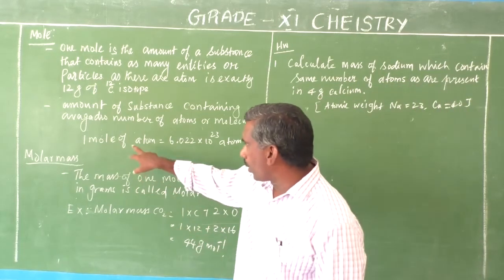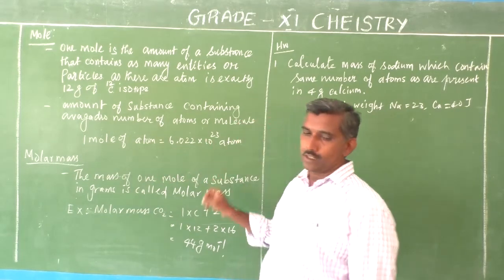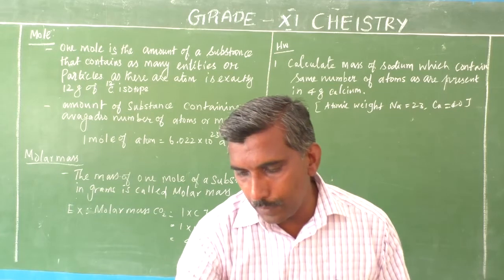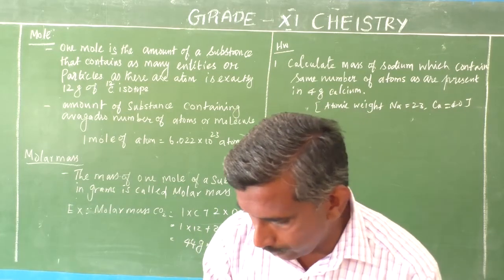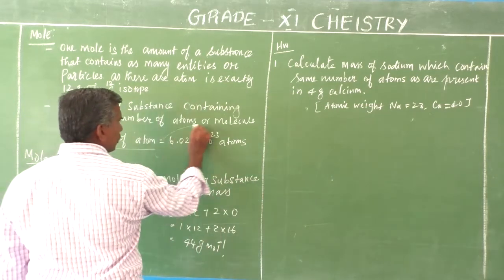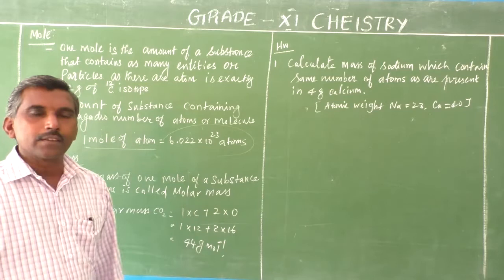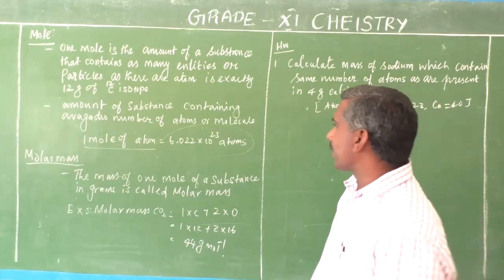For example, 1 mole of atoms is equal to 6.022 into 10 power 23 atoms. So 1 mole of anything is equal to Avogadro number of something, 6.022 into 10 power 23 atoms.